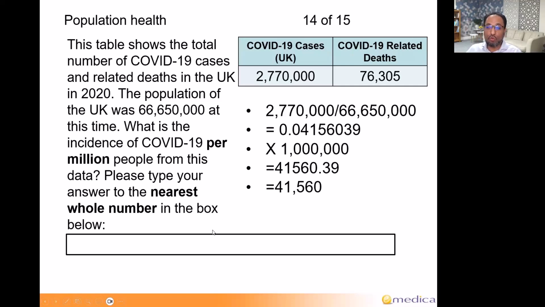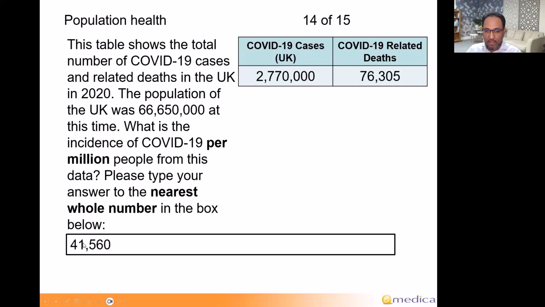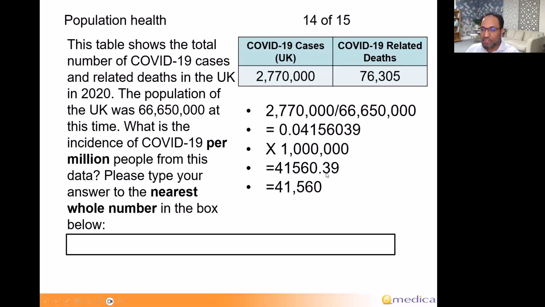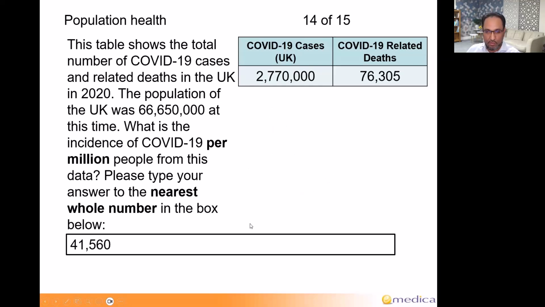Okay, so in this case, it's 41,560. If you put that in, whether you put the comma or not, you'd get the mark. Any other number, including if you put 41,560.39, you would not get the mark. This is marked by the computer because it asked for it to the nearest whole number. That was part of the test.